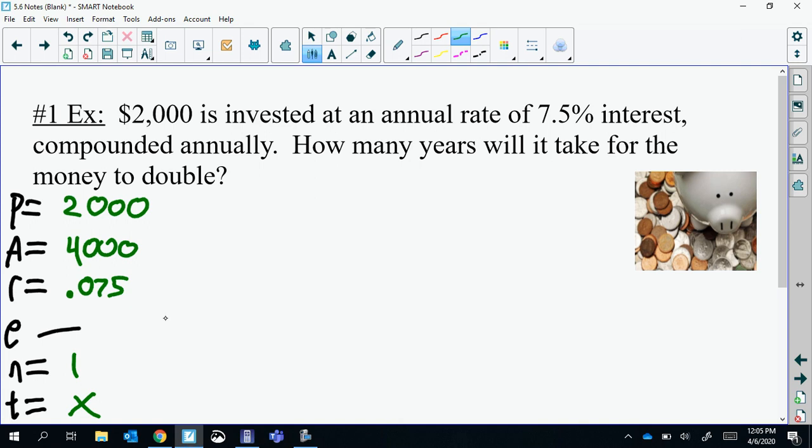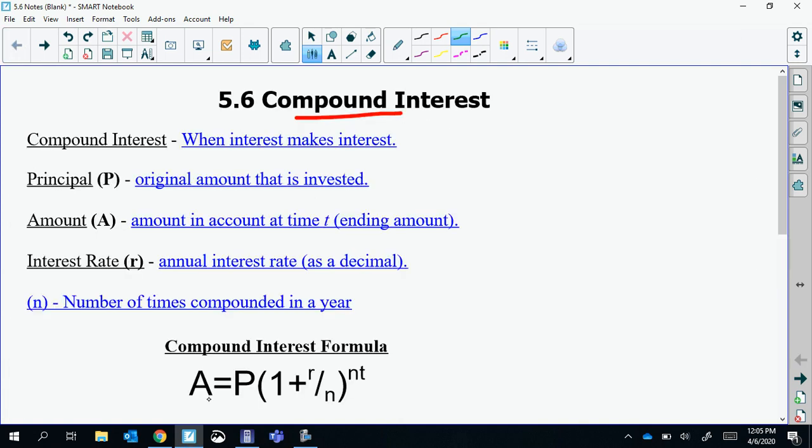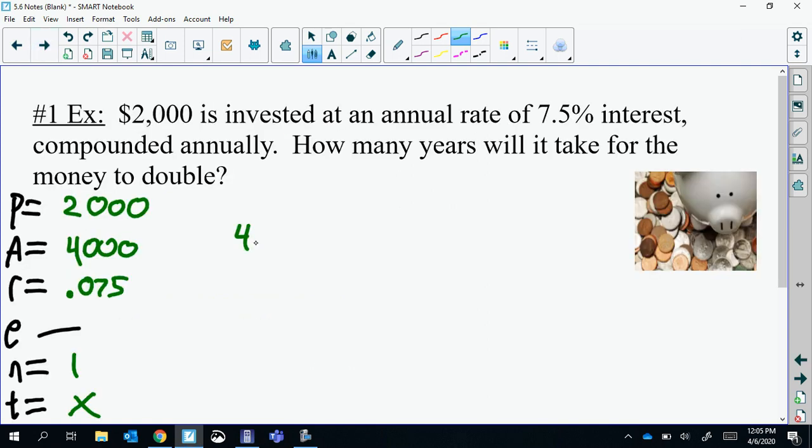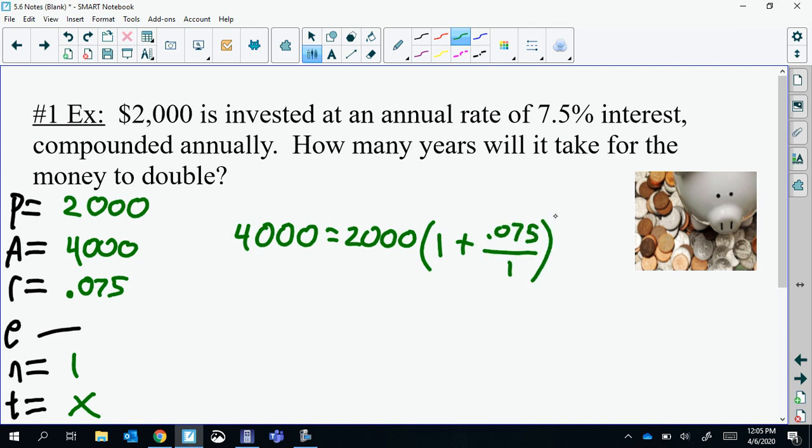We just need to plug it into the formula, which is A equals P, 1 plus R over N, to the N times T. And we're just solving for X.